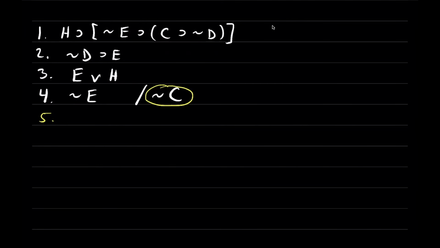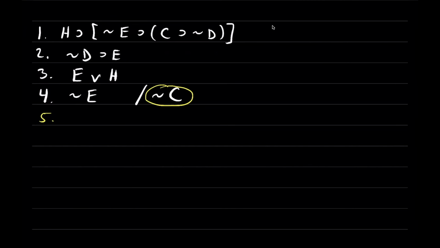Okay. There are a couple places we could start. Notice that in line 2, we have a conditional, not D implies E, and we know that the consequent of that conditional, E, is false. That's what 4 tells us. In line 3, we also have E or H, and we know E is false. Line 4 tells us that. So we could do a Modus Tollens step with lines 2 and 4, or we could start with a disjunctive syllogism with lines 3 and 4. Let's start with lines 2 and 4.